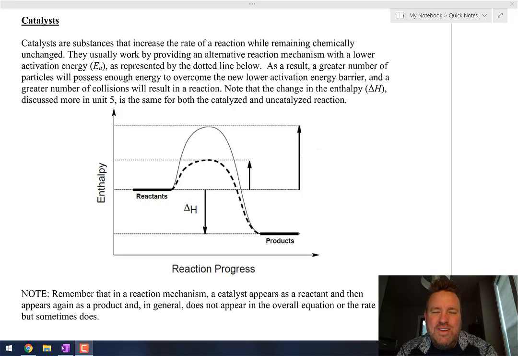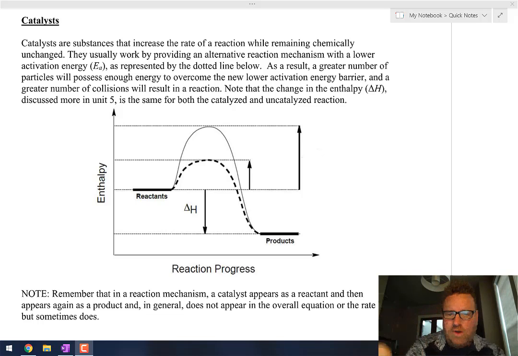All right, today we're going to talk about catalysts. Catalysts, as we remember from the very beginning of this unit, are things that make a reaction go faster. And the way that they make a reaction go faster, we've already seen it in reaction mechanisms, is it shows up as a reactant and then shows up as a product again, so it doesn't appear in the overall equation.